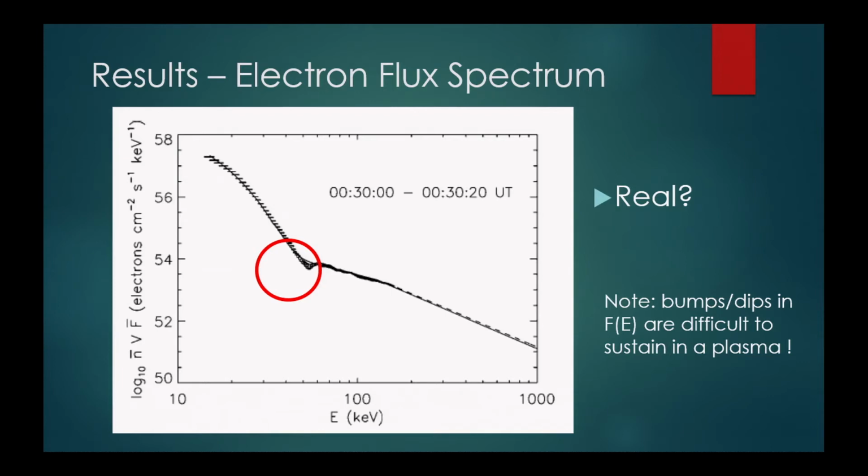Okay, so the spacecraft worked very, very well. And this is an example of one of the first events that we analyzed in detail. It was a flare that occurred on the 23rd of July, 2002.